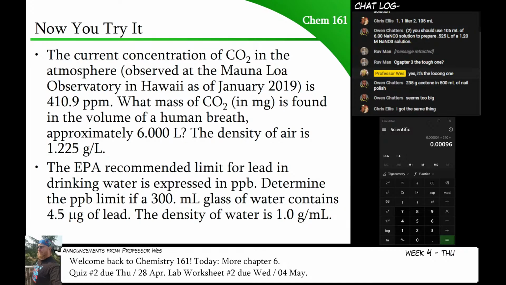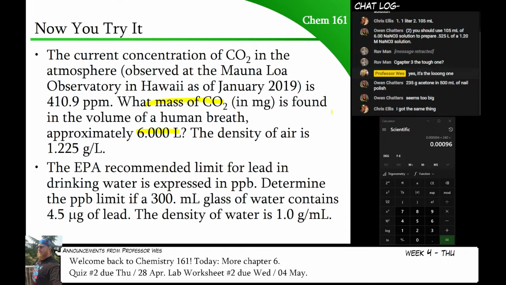Anyway, let's assume that all of the air around you is the same as the air in Mauna Loa, which is not a good assumption. The atmosphere is very, very heterogeneous. But assuming that it is, what is the mass of CO2 found in the volume of a human breath, which is roughly 6 liters? There's the density of air.